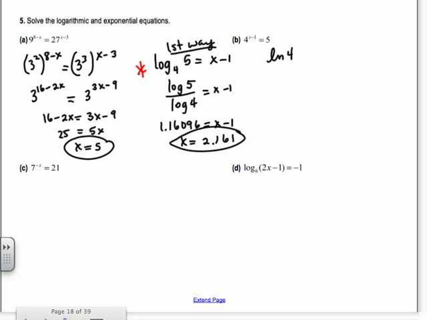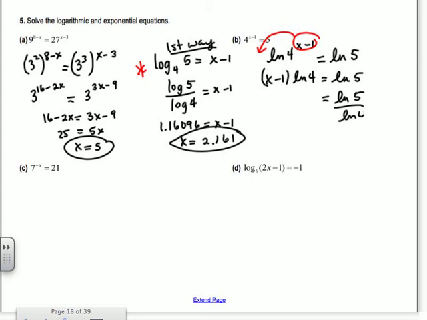So I would do natural log of 4 to the x minus 1 equals natural log of 5. So now that you've taken the log of both sides, you can drop exponents. That's the whole point of doing it. So you get x minus 1 times natural log of 4 equals natural log of 5. Divide by natural log of 4. And now you're at that same point you were before, because whenever you do your change of base, that is the same as that. It could be log base 2. It doesn't matter. Any base would be the same. So you'll get the same answer.